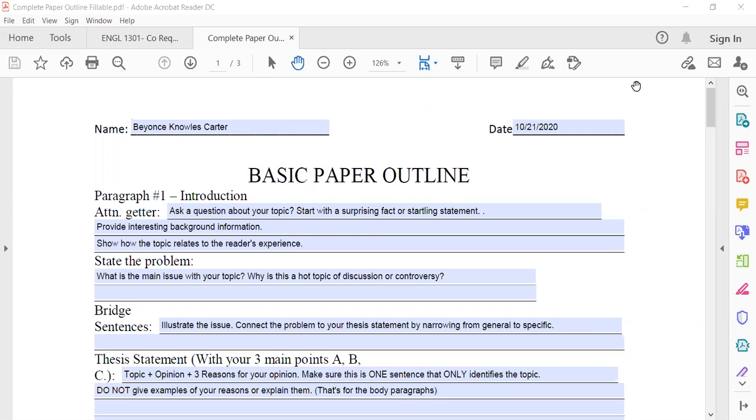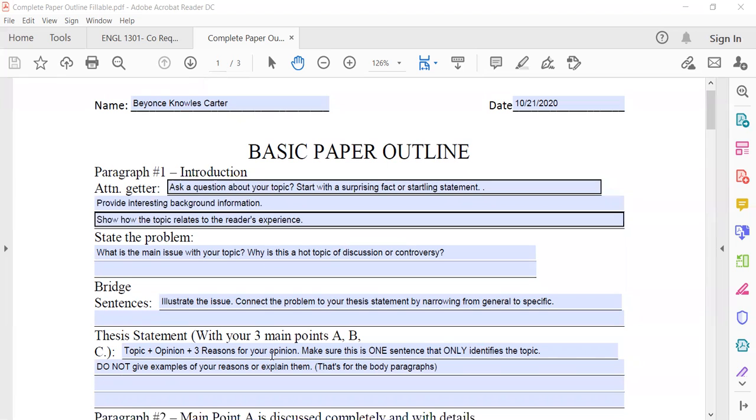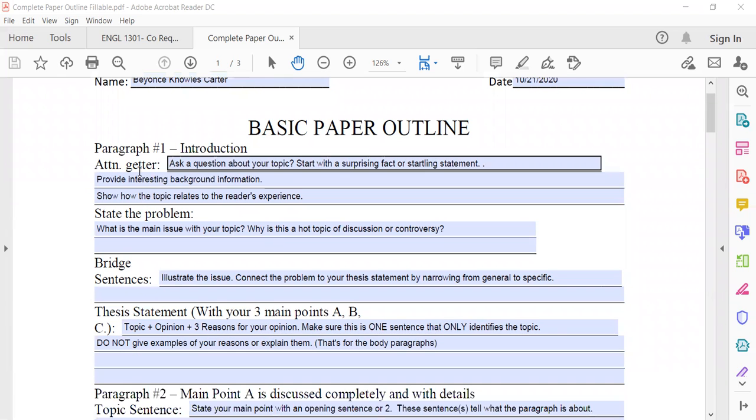So you have this form that is fillable. You can save it as a PDF and just continue to save it and upload it directly to our assignment link. So the first thing that you'll see here is that we have our introduction paragraph, and you have the titles of the sentences here that come from that PowerPoint that talks about essay structure with introductions and conclusions. So I'm getting this information from there and elaborating on it.